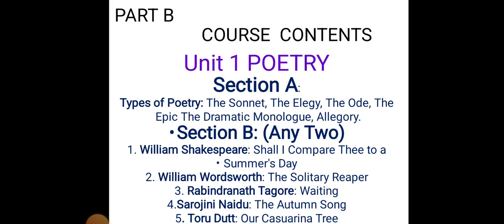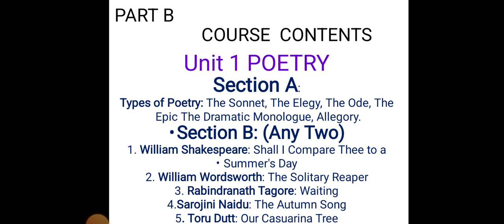He loved nature, and in all his poetry you will find his love for nature. You will have Rabindranath Tagore and his work Waiting, then Sarojini Naidu and her work The Autumn Song, and Toru Dutt and her work Our Casuarina Tree. So these are the important writers and their works.